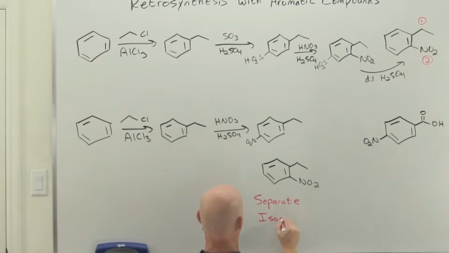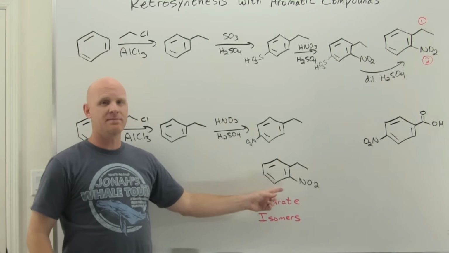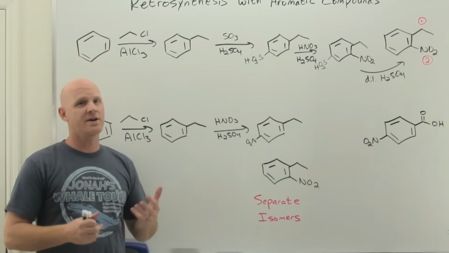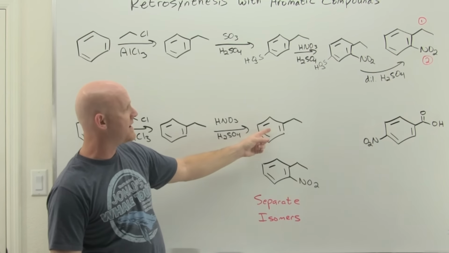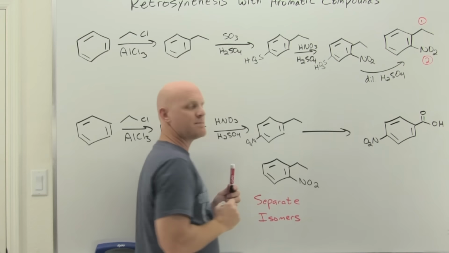separate isomers. And so even though this would be the major product and this would be the minor, before you proceed on with your synthesis, you'd have to do some form of purification, like run a column or something like this. And you'd purify out just the para isomer and then continue on the synthesis with just that para isomer.